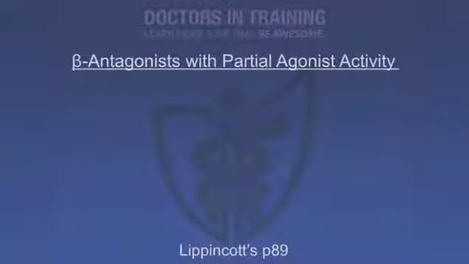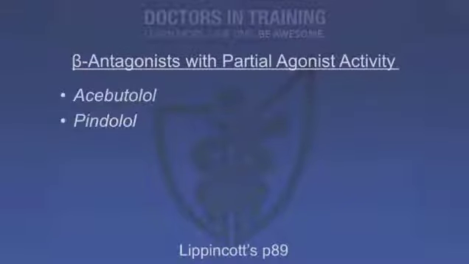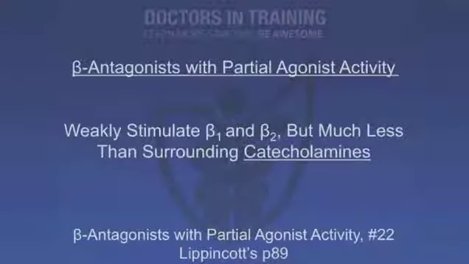So our next group of medications are the beta antagonists with partial agonist activity. So this includes acebutolol and pindolol. So they're similar to the other medications with beta blocking, but they also will weakly stimulate both beta 1 and beta 2. But this is much less than the surrounding catecholamine. So they'll bind and block beta 1 and beta 2, but they're still stimulating those receptors a little bit.